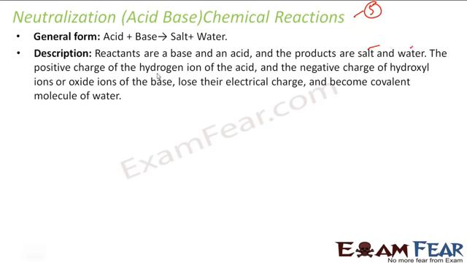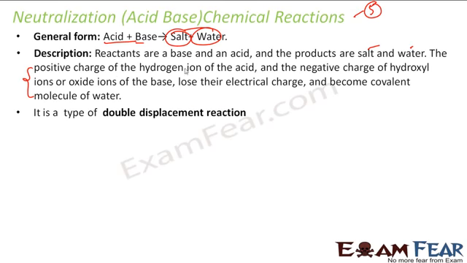The positive hydrogen ion of the acid and the negative hydroxyl ion lose their electrical charge and become covalent molecules of water. If you don't understand this line, you can forget it for now; you'll understand it more when you learn about covalent bonds. Just understand that in an acid-base reaction, the reactants are an acid and a base, and the products are salt and water. Generally, it is a double displacement reaction.